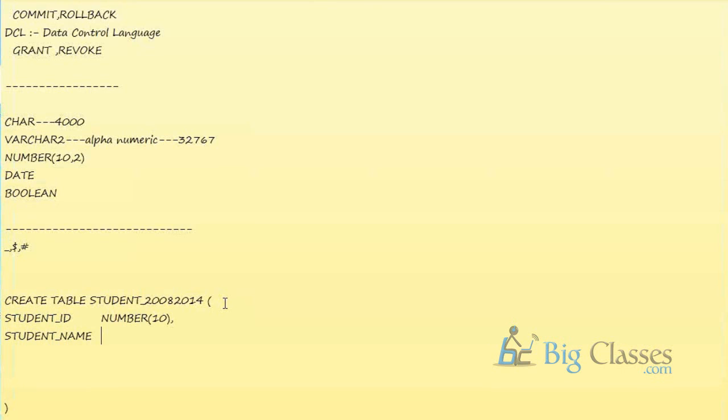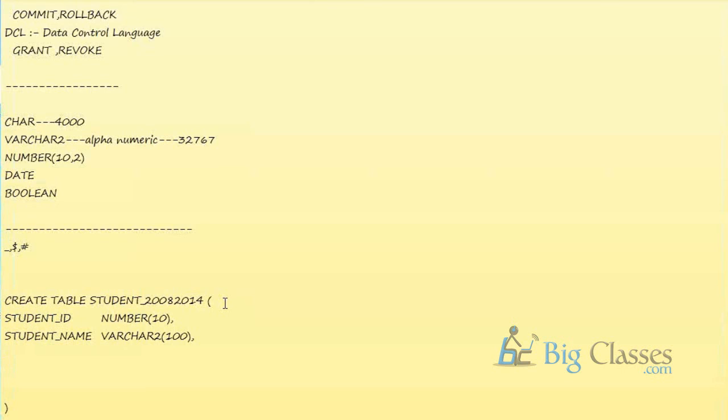If I define number of 10, what does that mean? It consists of a maximum of 10 digits for the ID. It cannot be more than 10 digits. That's what it means. It should be less than or equal to 10 digits. Student name, let's say I'm defining it as varchar2 of 100, it can contain a maximum of 100 characters. Beyond that it cannot. Varchar2 is called a variable length character data type. So that is how you define the student name.